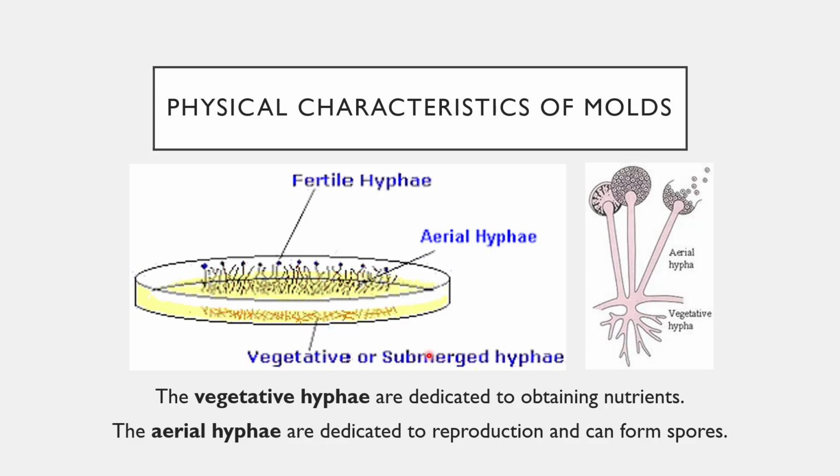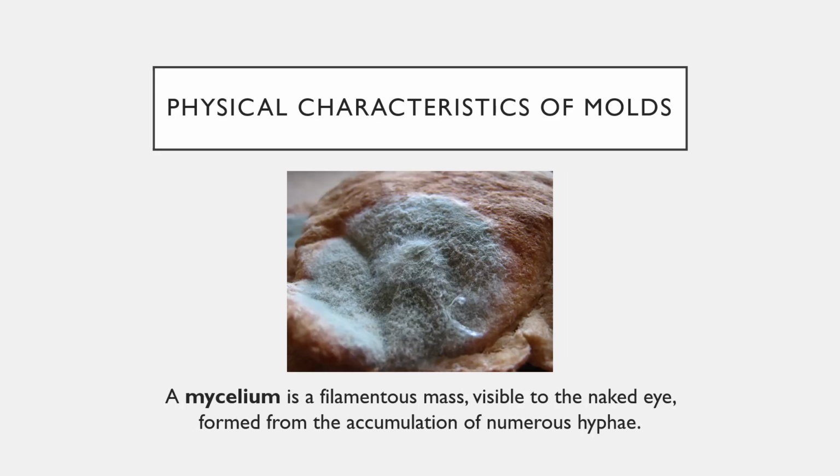The aerial hyphae are named for the fact that they will be projecting upwards into the air, and they are dedicated to the production of spores for reproduction. So here we can see another closer up depiction of the aerial hyphae and their associated spores, and the vegetative hyphae feeding them from below. Now when we get a bunch of hyphae together, it forms something called a mycelium. A mycelium is a filamentous mass that is visible to the naked eye, which is formed from the accumulation of numerous hyphae.